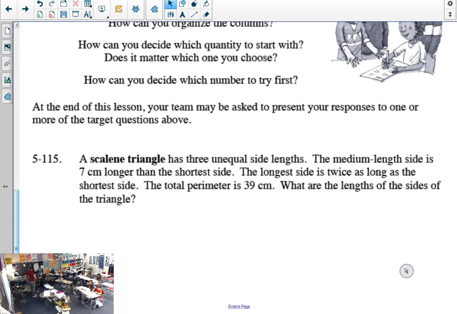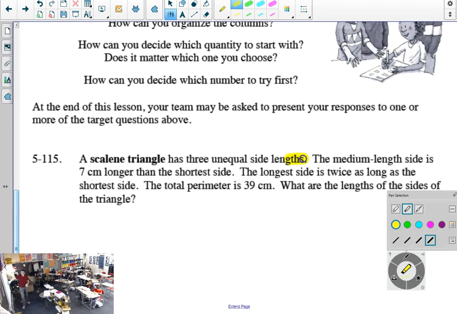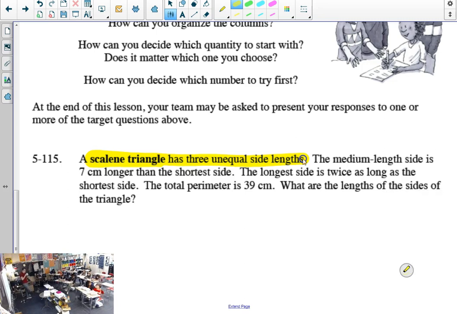So here's our first situation, and this is on your resource paper. If everybody could look at their resource paper with me, we're going to start right there. A scalene triangle. One of the reasons we printed this, please underline or highlight the fact that a scalene triangle is defined for you right there: 3 unequal sides. They'll all have unique side lengths. Then it tells me the medium side length is 5 centimeters longer than the shortest. The longest side length is twice as long as the shortest. And the total perimeter around the triangle is 39.